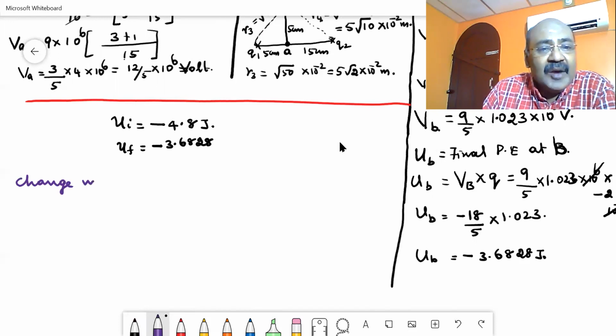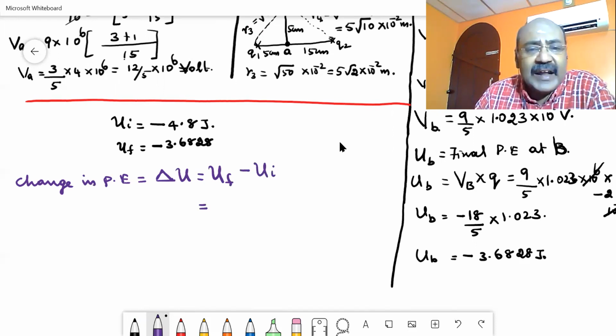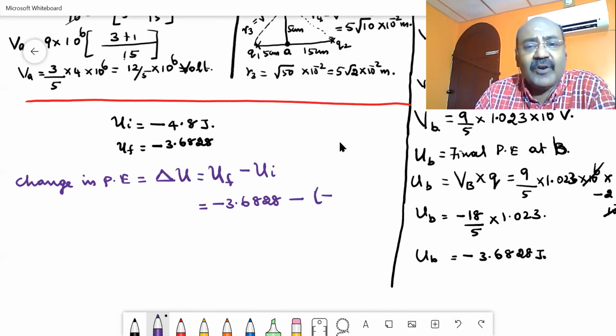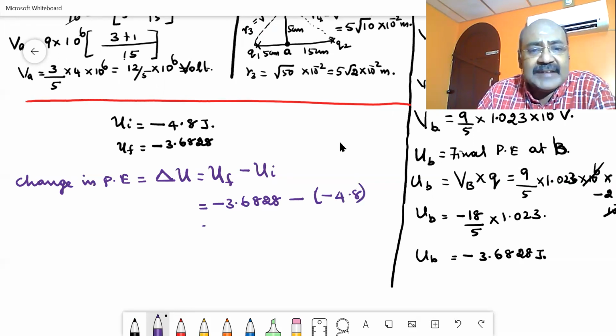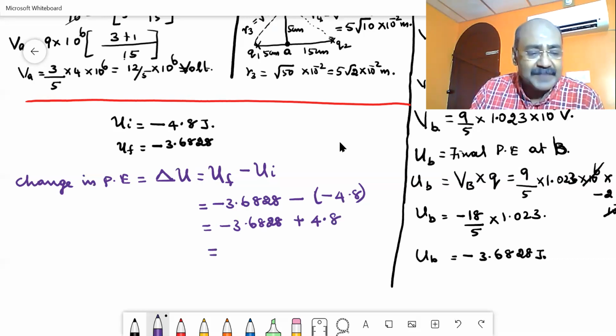Change in potential energy is equal to delta of epsilon, which is final potential energy minus initial potential energy. What is final? Minus of 3.6828, minus, what is initial potential energy? Minus of 4.8. So you will be getting minus of 3.6828 plus 4.8. What is the answer? On subtracting, you will be getting the answer as plus 1.1172 joule.